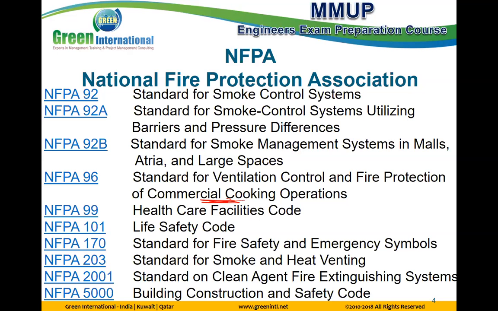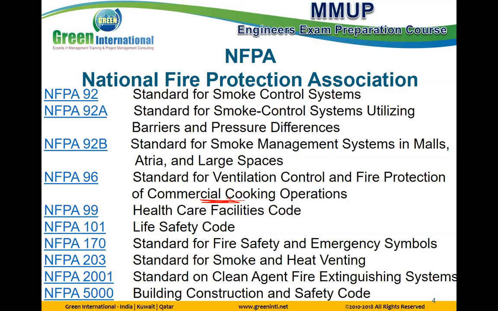NFPA 101 is the important code, the life safety code. This is the mother code. 170 is the standard for life safety and emergency symbols. It's not important, it just represents the symbols used for regular design. 203 is important. It also focuses on ventilation, but here on smoke and heat venting, mostly related to natural ventilation.